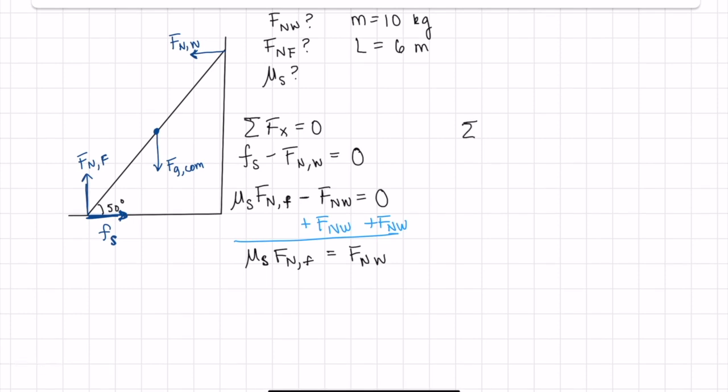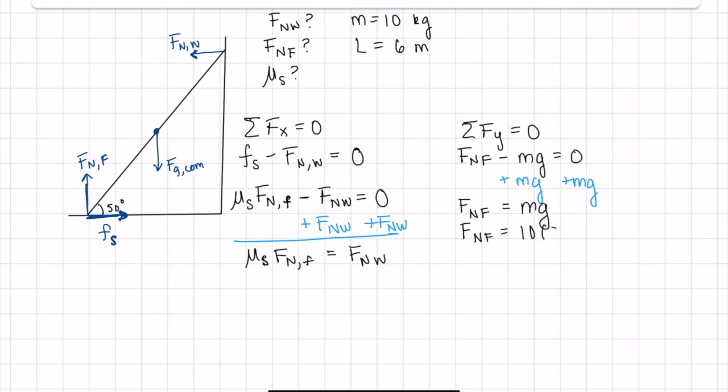We'll do sum of the forces in the y equals 0, where that'll just be normal force the floor minus mg equals 0. Again, I'm just going to add the mg over to take that as far as we can. And when we do, we see that this equation on its own is going to give us the normal force from the floor. So I will go ahead and just plug those values in for m and g. So the normal force for the floor will be 10 times 9.8, so it'll be 98 newtons.